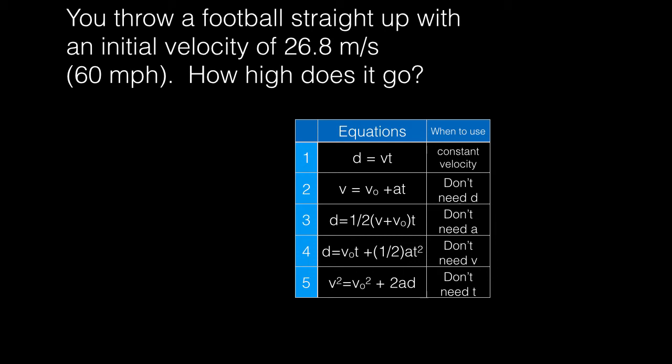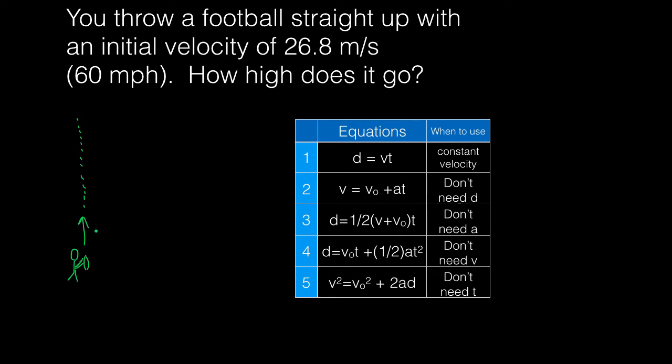So again, using the same convention we did last time, I'm going to start off by drawing a picture. Here you are, and you're throwing a football. Let me see if I can draw the football here, straight up into the air. If you throw it straight up, it's just going to follow this path straight up. It's going to slow down as it gets to its highest point, and then at its highest point it's going to change directions and come back down.